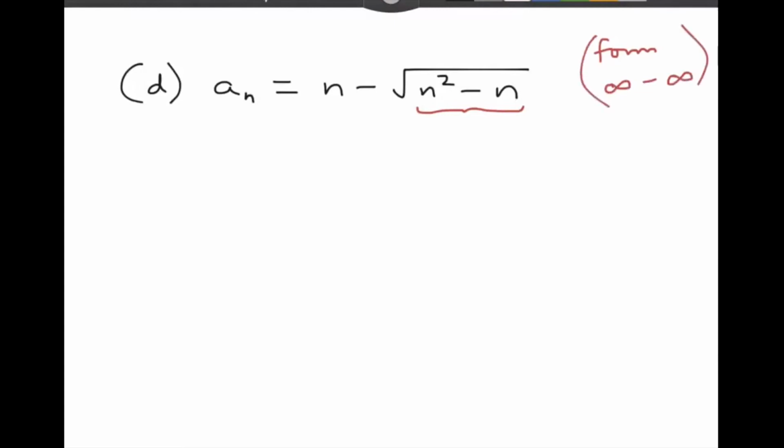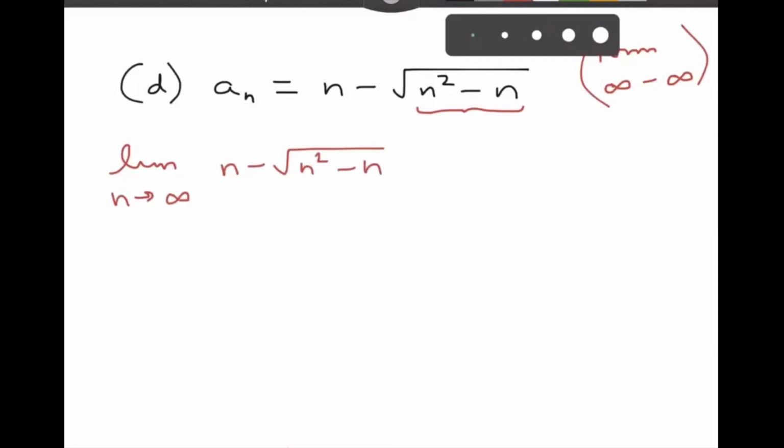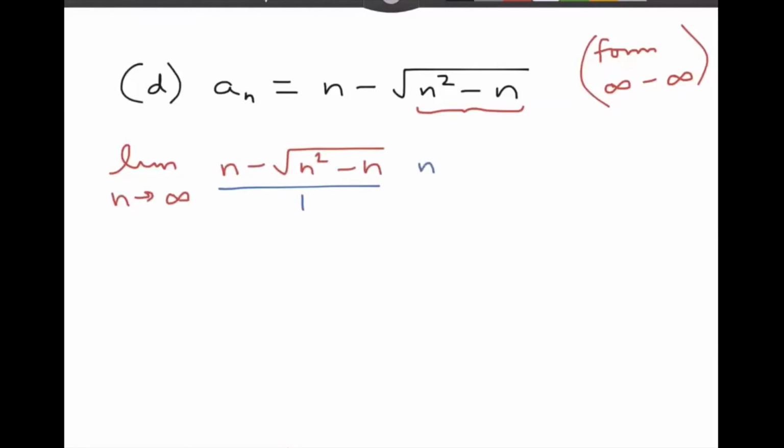Okay, so here's how we're going to put that in a form that we can deal with. So we're looking at the limit as n approaches infinity of n minus the square root of n squared minus n. I am going to multiply the top and the bottom, now that it has a bottom, of that expression by the conjugate of that expression. So by n plus the square root of n squared minus n.